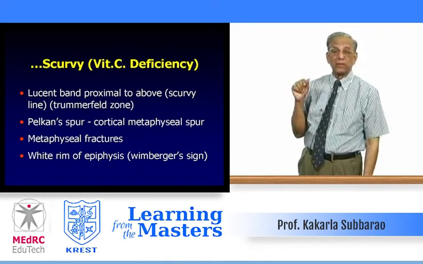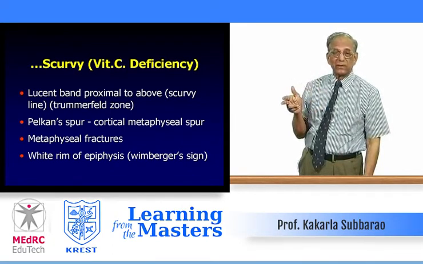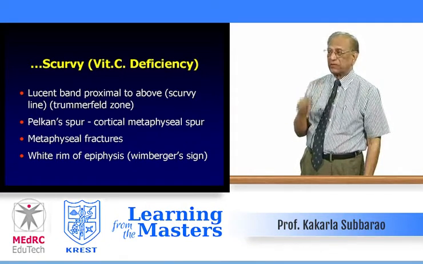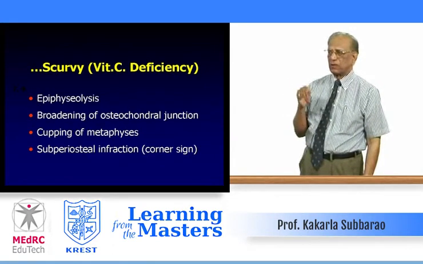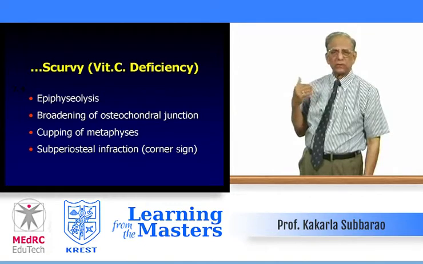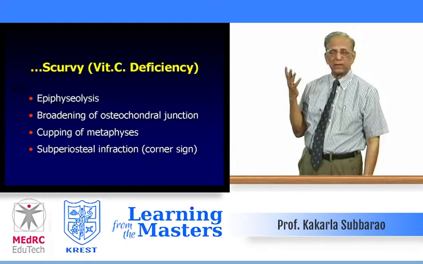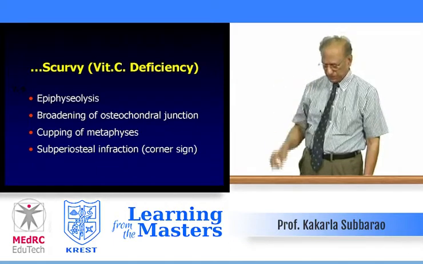Wimberger also described another important sign in congenital syphilis. That is, bilateral metaphyseal lytic changes. They are symmetrical in congenital syphilis. Epiphysiolysis, broadening of the osteochondral junction, almost similar to rickets. Cupping of the metaphysis, similar to rickets, but not as severe in degree as you see in rickets. Subperiosteal infraction, the corner sign as they call it, or a fracture.